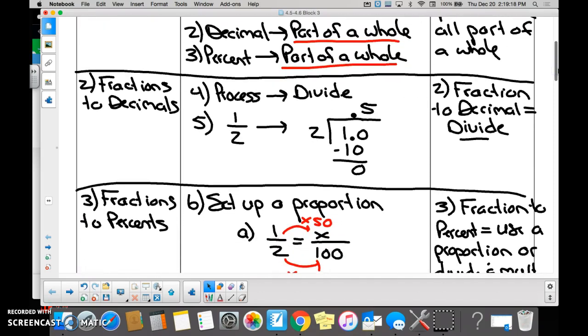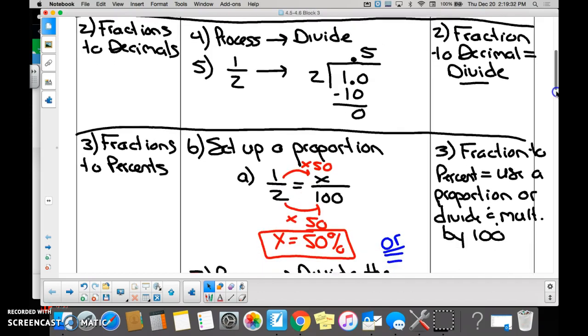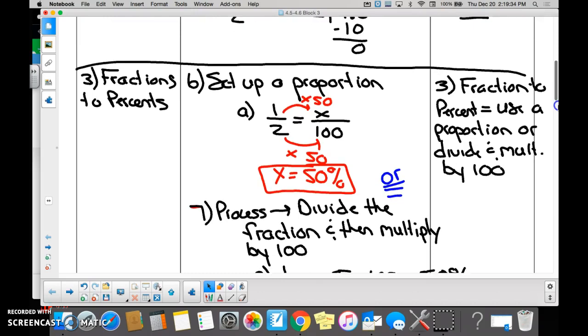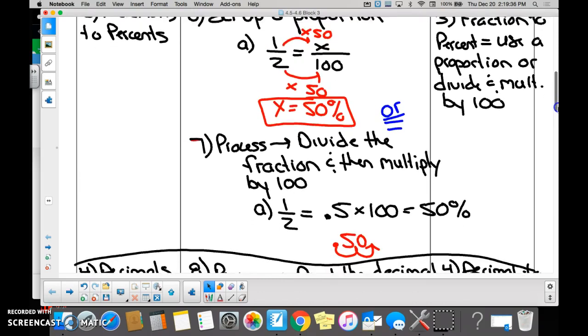All right, so number 2, we are converting from a fraction to a decimal. I have given you the process, and I have given you an example for all of these. How do you convert from a fraction to a decimal? Divide. I'm going to say no more. Number 3, there are 2 ways to convert from a fraction to a percent.